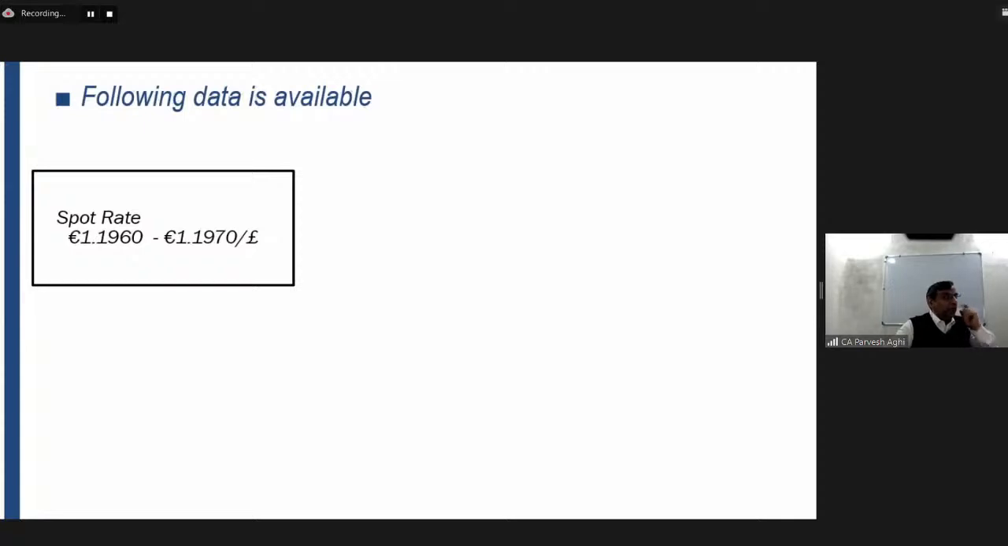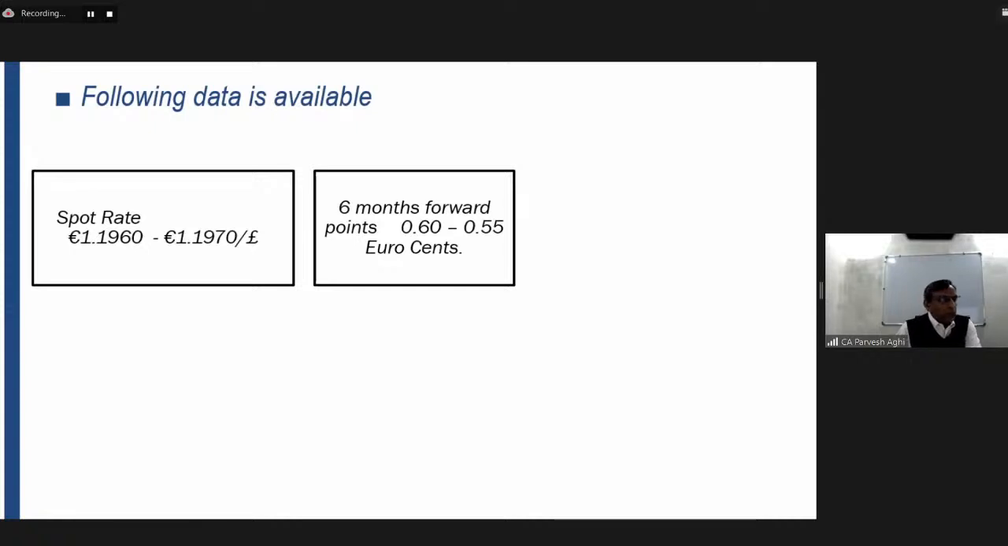So the following data is available. The spot rate is 1 pound equal to so many euros. The bid and ask rates are given for the spot rate, and 6 months forward points are also given, which are 0.60-0.55 euro cents. Now, if you see this quote, the bid is more than the ask. Normally it is the other way around. So this suggests that the pound is depreciating against the euro. So we will be subtracting these points instead of adding them to the spot rate.